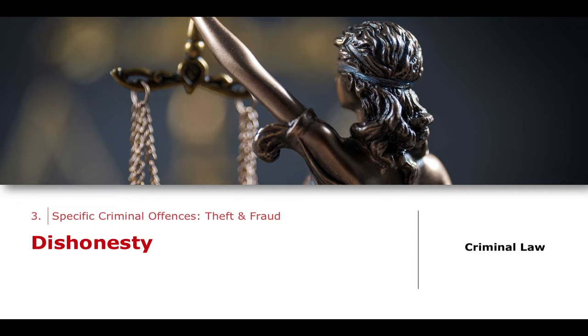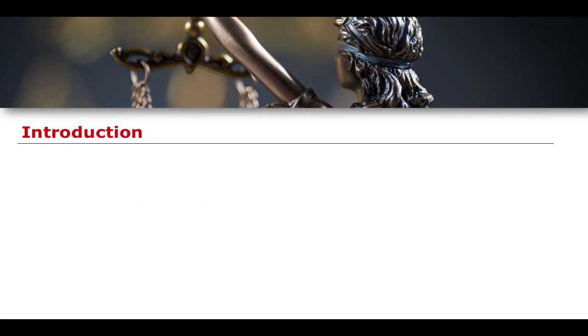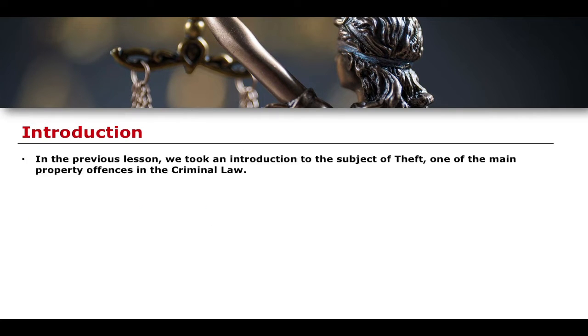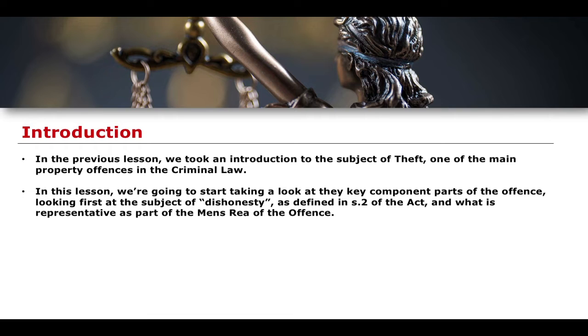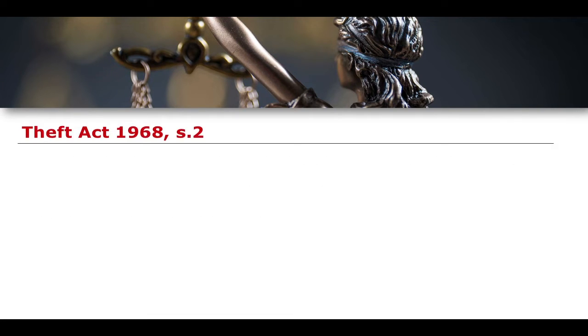Now, this is a mens rea element of the offence, and it is one that has been given a broad definition in the provision, and then there have been some additional elements attached to it in relation to the common law, in relation to the case law's interpretation of the definition. So as mentioned, we took an introduction in the previous lesson to the subject of theft. This lesson is going to start talking about the key components of theft, first looking at the concept of dishonesty.